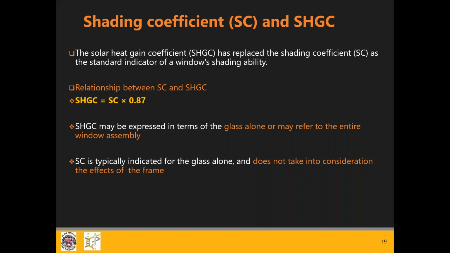So if you see a glass, what are the different components of the glass? One is the glass itself, the other is the frame, and the third thing is the shading, if there are any shading elements. Now SC is just a property of the glass, right? SHGC is the property of the overall glass assembly, a combination of the glass, the shading, and the frame all together, right?